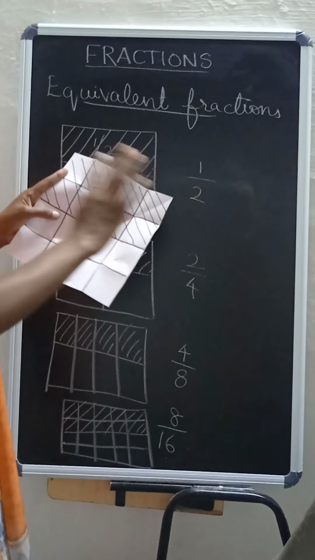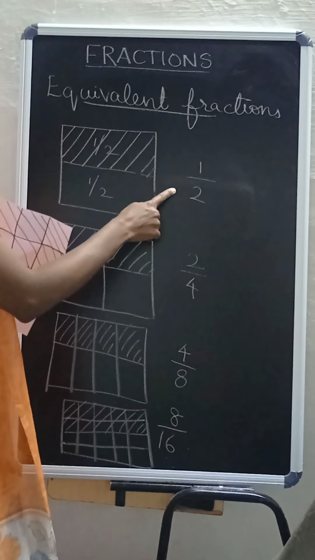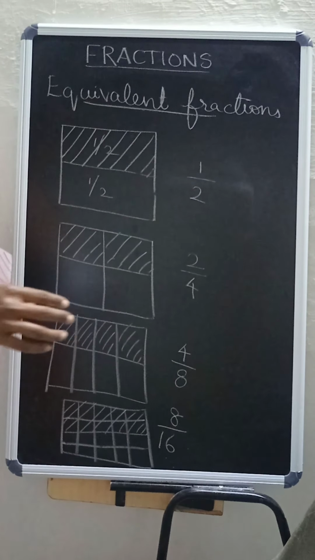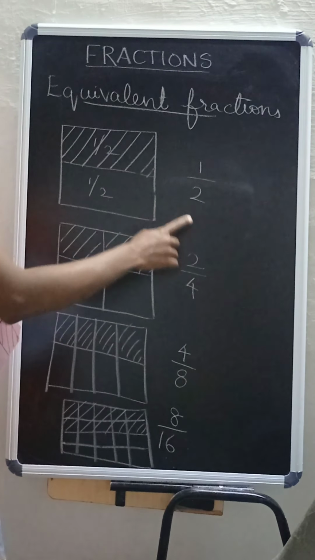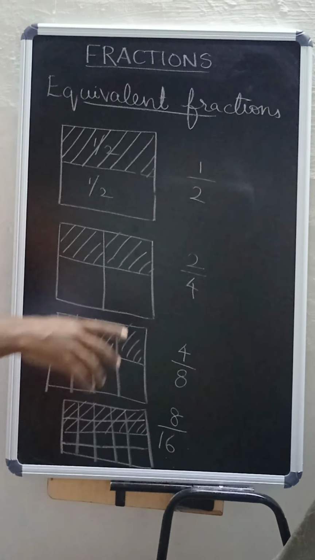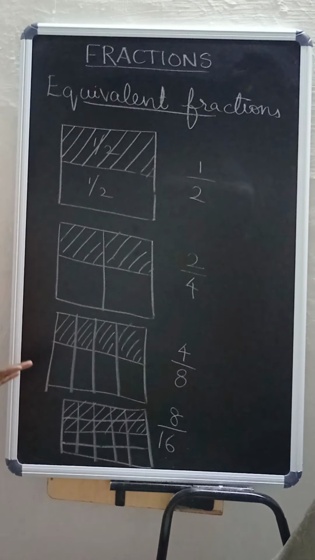So, this half part is not going to change. So, what we can understand from this? This is equal to this is equal to this. Right? Now, these are called equivalent fractions. Half, 2 by 4, 4 by 8 and 8 by 16 is an example for equivalent fractions. They represent the same part of the whole.